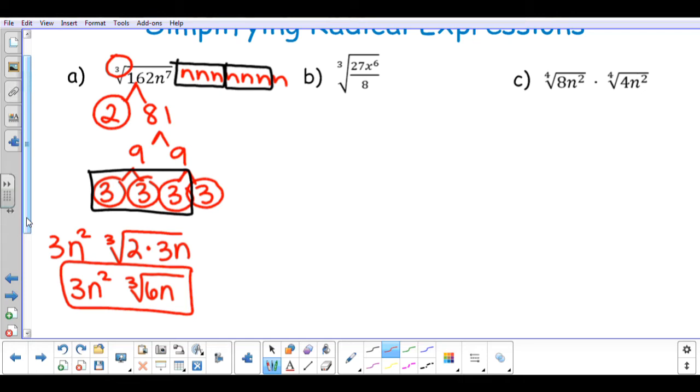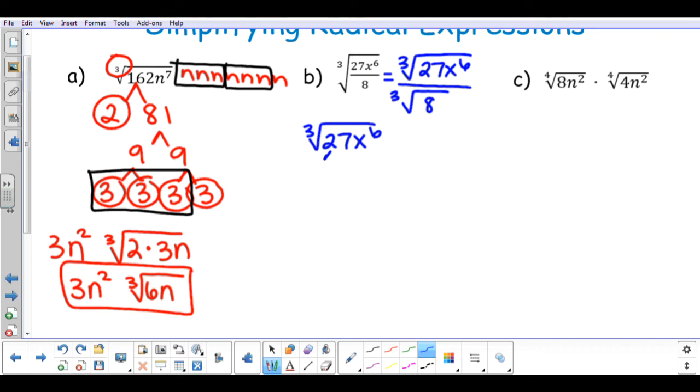In letter B, I have the cube root of 27x to the 6th divided by 8. So since I have a fraction, I need to split this up, and I'm going to take the cube root of 27x to the 6th separate from the cube root of 8 in the denominator. So I'm going to break up the cube root of 27, and factors of 27 are 9 and 3. Factors of 9 are 3 and 3. So again, I'm going to be looking for a group of 3, and I have 3 3s. So I'm going to have a 3 in front.